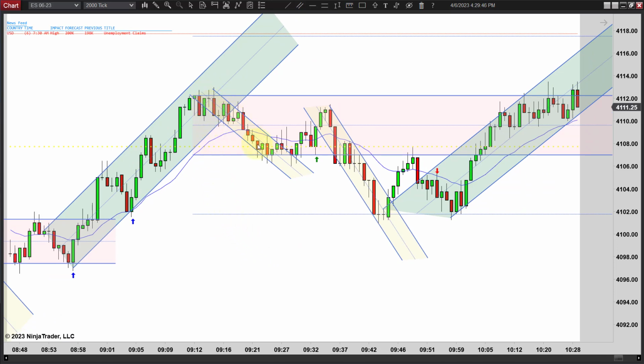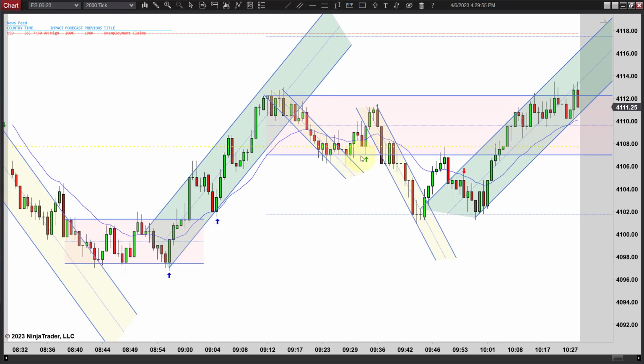And we actually get a break here. This is all sideways in here. And finally, you get another triple test. It looks very similar to this one. And so I like going long there again.